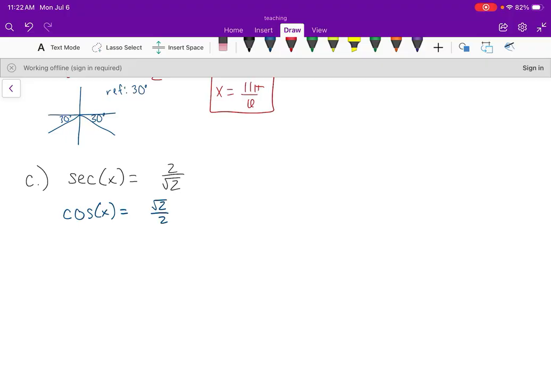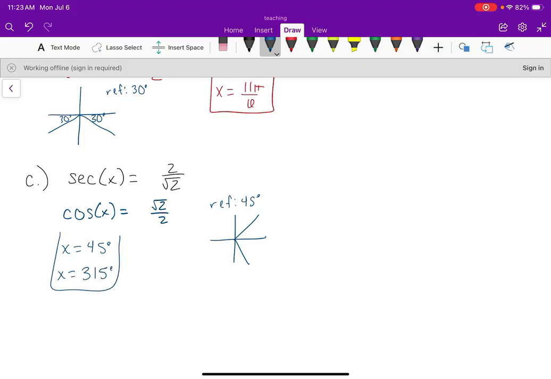My reference is 45 degrees. Cosine is positive in 1 and 4. So my answers, 45 degrees and 315. In radians, it'd be pi over 4 and 7 pi over 4.